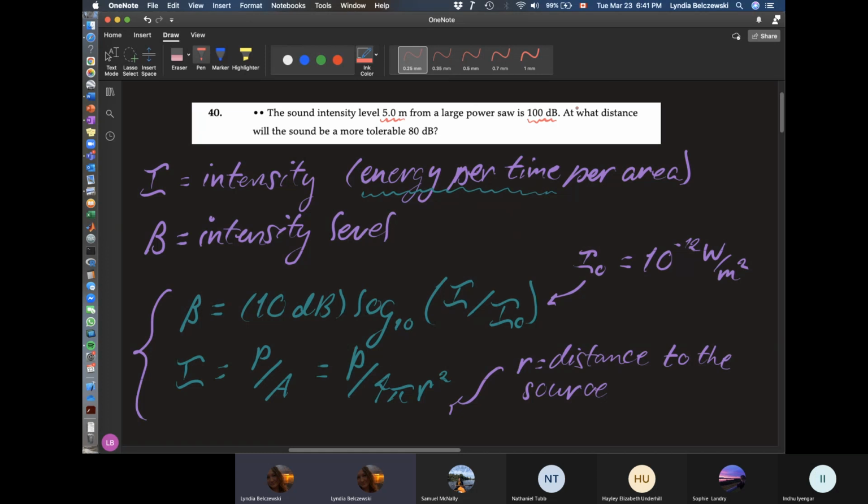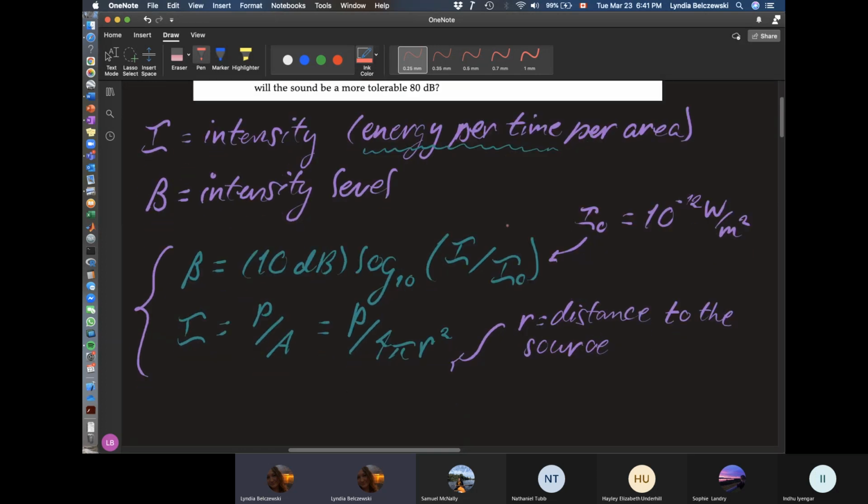And the reason that we want to find the power is because that is just a property of the saw. So the power that it's putting out isn't going to depend on how close you are to the machine or anything like that. It's just a property of the saw itself. And so it would be constant no matter what distance we're at. And so we can use that to find the distance for the next part.